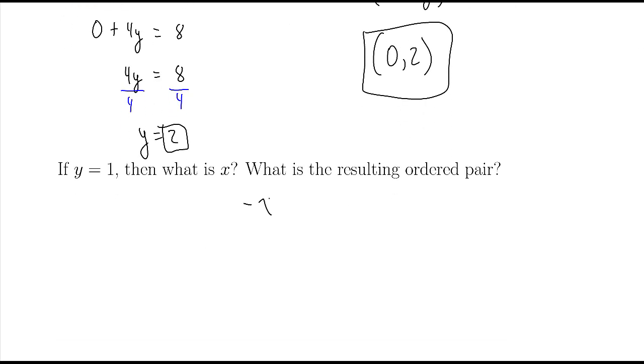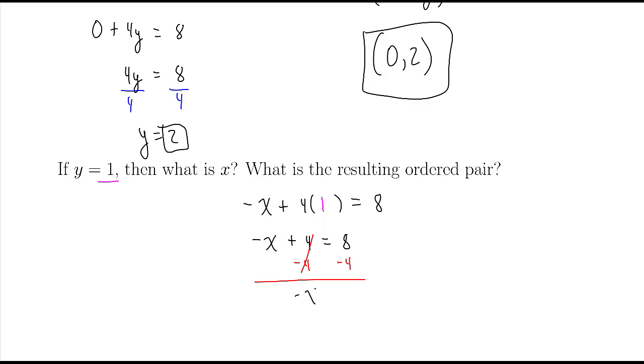Negative x plus 4 times y equals 8. But in this case, y is 1, so I'll just replace y with 1. Okay, so 4 times 1 is 4. So this is going to become negative x plus 4 is equal to 8. Now I'll subtract 4 from both sides.